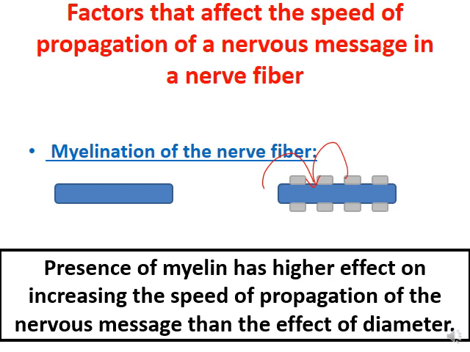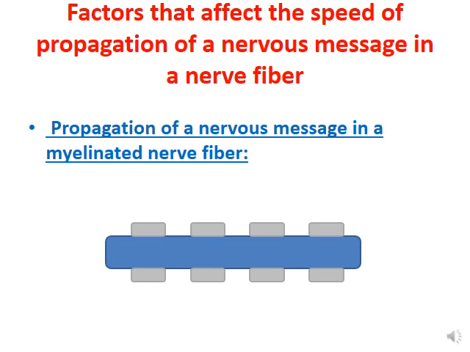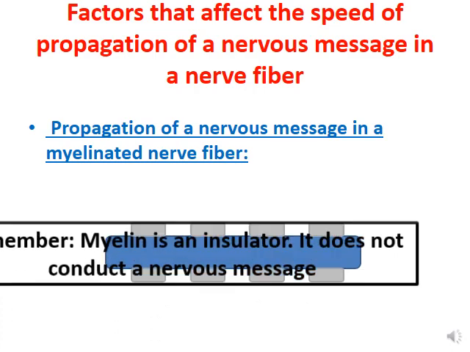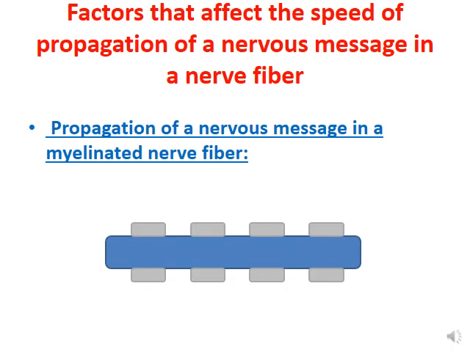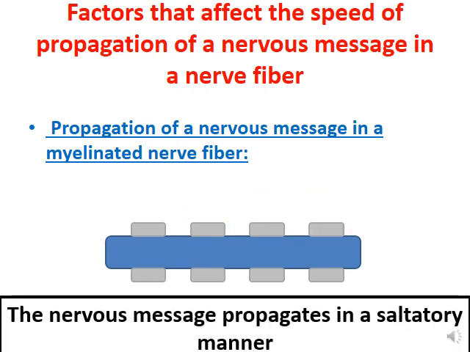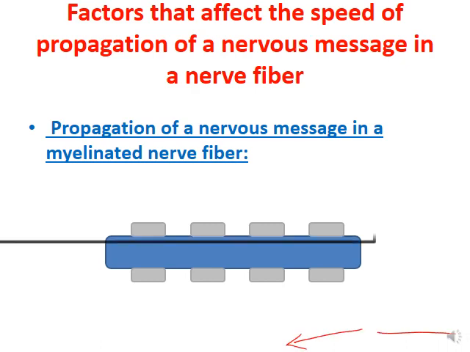with jumping like this. And the nodes of Ranvier, if you remember, the gaps between the myelin, are the sites of propagation of the message. As I said, it moves in a saltatory manner, in a jumping manner. It's called saltatory. Myelin is an insulator, so it doesn't conduct a nervous message. So the message will jump over the myelin, like shown in this diagram. So here, the propagation of the nervous message will be in a saltatory manner, a jumping manner.